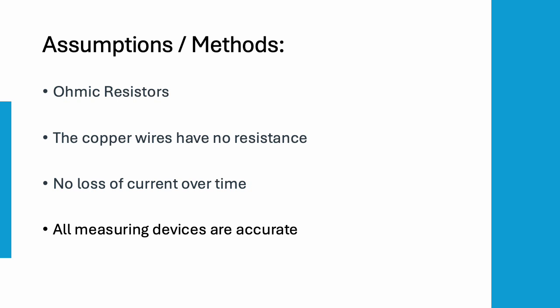Some assumptions I had were that the resistors acted as ohmic resistors, that the copper wires have no resistance, there's no loss of current over time or distance, and that all the measuring devices were accurate.